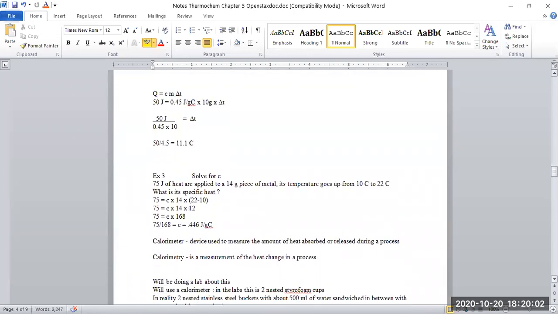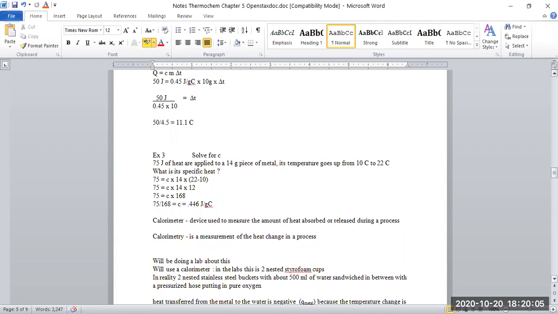What if you had to solve for C? What if you didn't know what your thing was? And this is actually one of the things we're going to be doing in lab. The idea is you're going to have a mass of metal and you're going to do things with it in order to figure out what the specific heat is. If I had 75 joules, and I know my metal weighs 14 grams, and I also know what the temperature change is. It started kind of cool at 10 Celsius, and it went up to room temperature-ish at 22 Celsius.